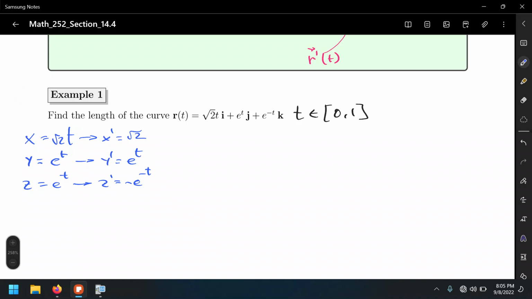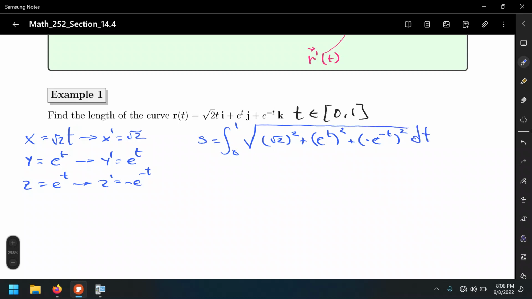So s, in this case we're going to call this lowercase s. Back then we called it L. So s equals the integral from 0 to 1 of the square root of the x component squared plus the y component squared plus the z component, the derivative rather, quantity squared. All right, so let's simplify the radicand. Root of 2 quantity squared, that's just 2, plus e to the 2t, and then plus e to the negative 2t.